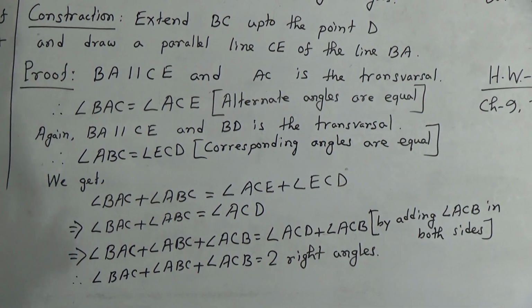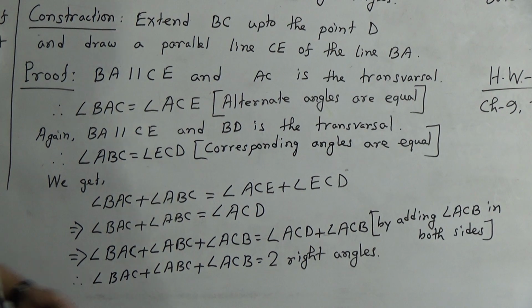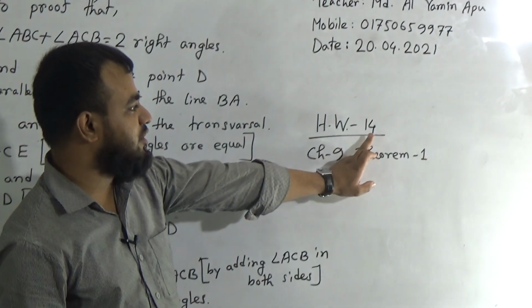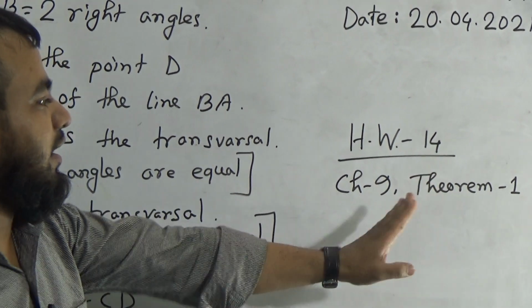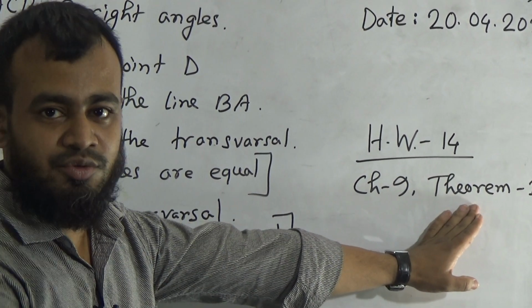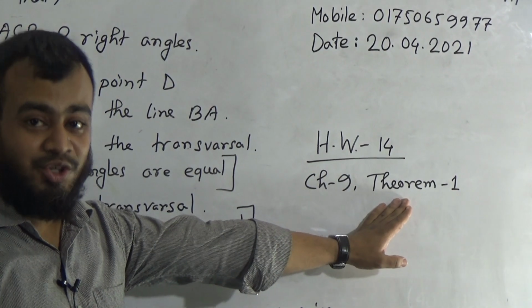Okay, and my dear students, you have homework also. You have homework number 14. Please mention your HW number in the left top corner of your HW copy, and your HW is theorem 1. That means this one I have already proved on the board. You should prove it on your copy.